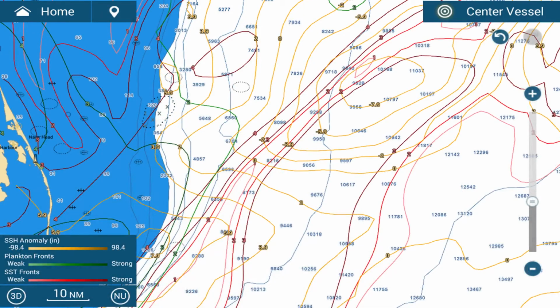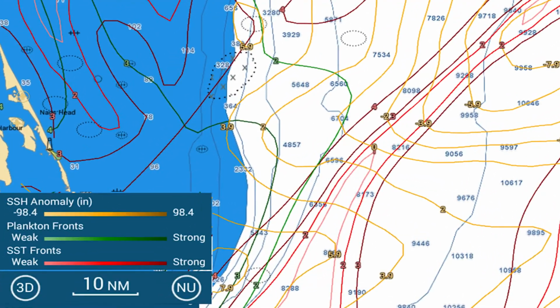Sea surface height anomaly is best used in tandem with sea surface temperature fronts and/or plankton fronts. It's important to note that sea surface height anomaly data is not hindered by cloud cover. While it is not as effective when used on its own, any data is better than no data at all.